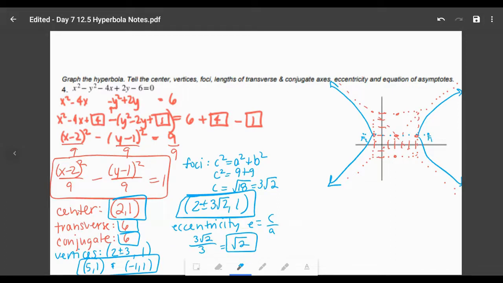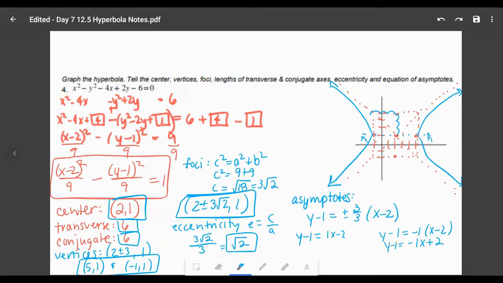The final thing we need to find is the asymptote equations. And we know that it should go through the center, so y minus 1 equals plus or minus, we'll skip the slope for now, times (x minus 2). And we want to look at what's our rise over run. So from our center, we go up 3 and over 3. So it's plus or minus 3 over 3, or 1. And we need to split this up into 2 equations. So we have 1 times (x minus 2). And then over on the other equation, we have y minus 1 equals negative 1 times the quantity (x minus 2), which gives me negative 1x plus 2.